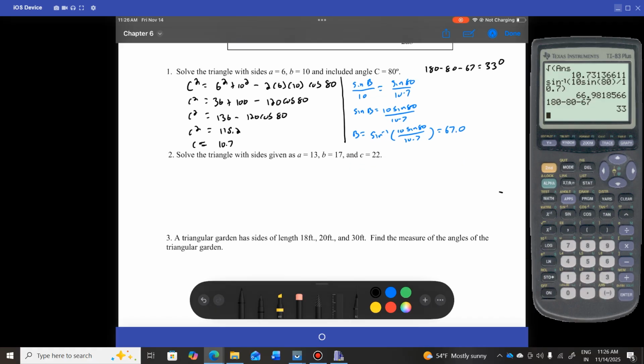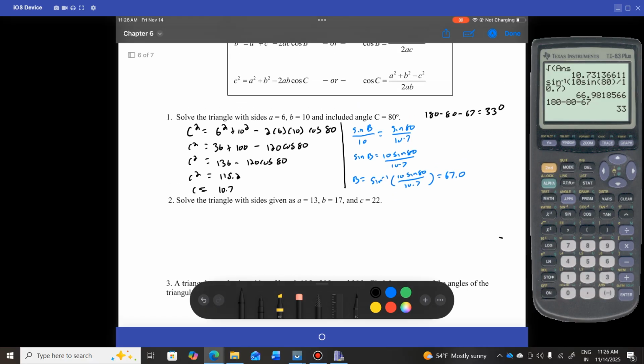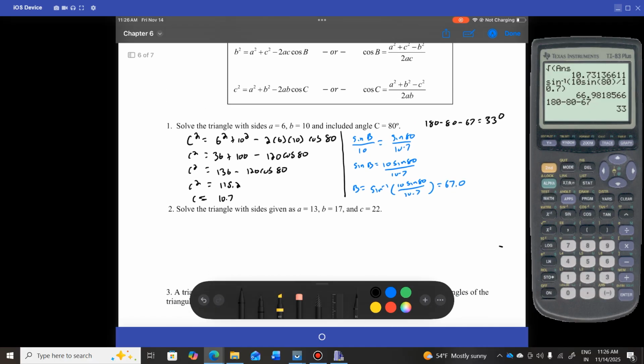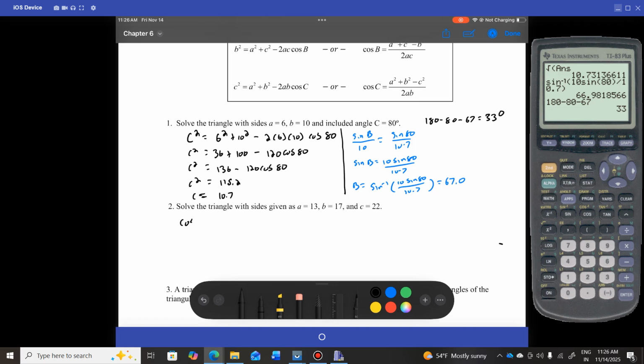Right, and so we want to solve the triangle with sides given as A, B, and C. And so since we have all the sides, we use one of these. I'm just going to use the top one. Cosine of A is equal to 17 squared plus 22 squared minus 13 squared. That'd be minus a squared, over 2 times 17 times 22.